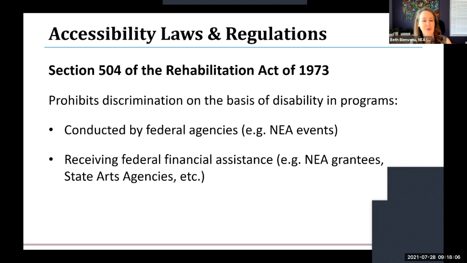So to get more specific about the two laws, Section 504 of the Rehabilitation Act of 1973. Those who are new to this might be familiar with the term 504 from education. Students will often have a 504 plan if they don't have an IEP. This is because 504 covers any entity that receives federal funds. So it prohibits discrimination on the basis of disability in programs conducted by federal agencies, such as any events that the NEA conducts, and also those receiving federal financial assistance, such as NEA grantees, state arts agencies, et cetera. So all of these entities must ensure that they are not discriminating on the basis of disability.